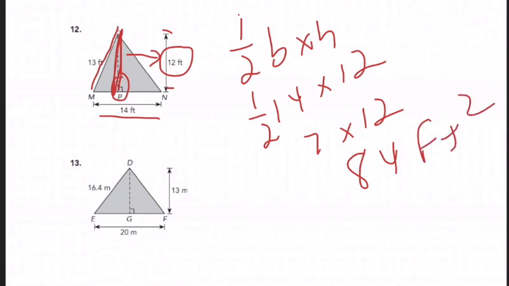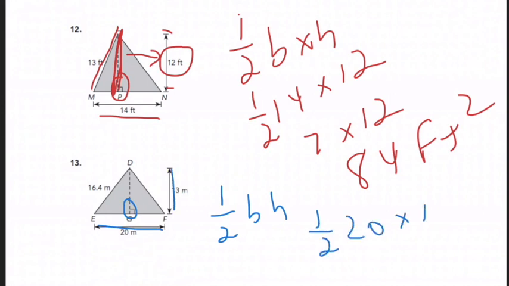Okay, pause it, and you guys try the next one. This one, 1/2 base times height, right angle. Here's your base, here's your height. So it's 1/2 base, which is 20, times 13. So that's 10 times 13. So it's 130 meters squared.